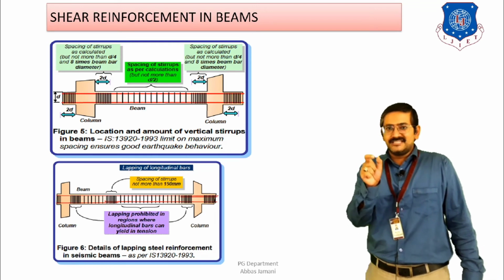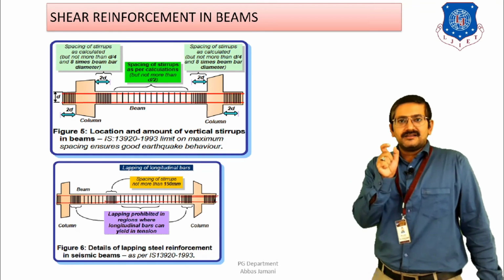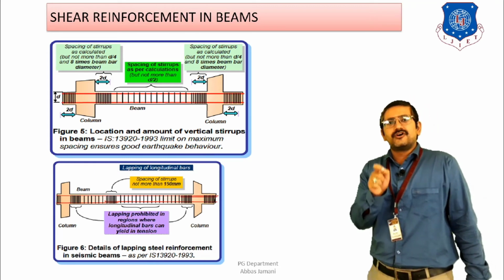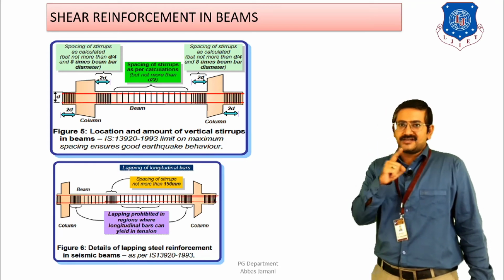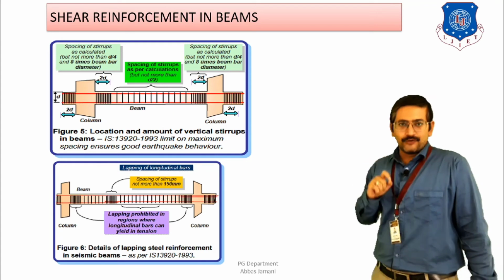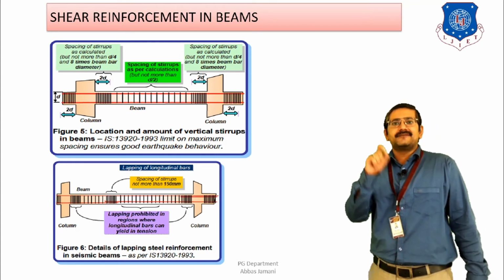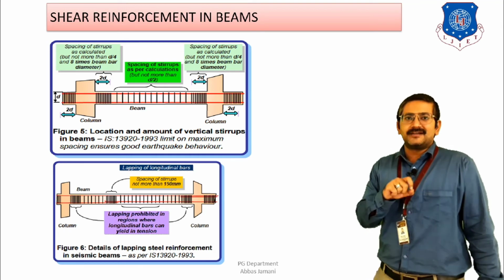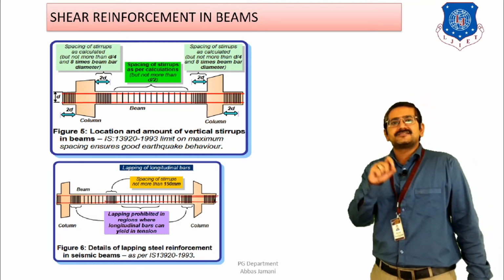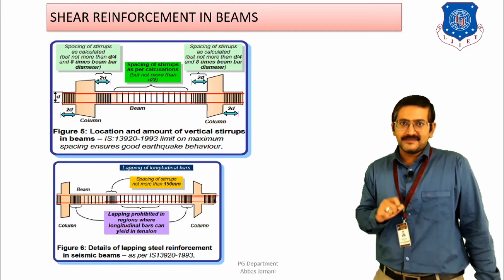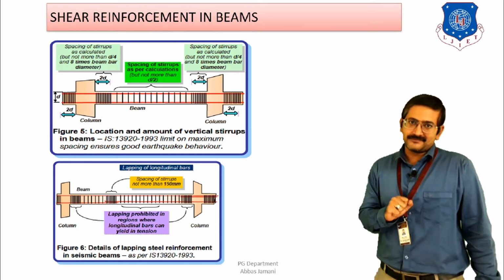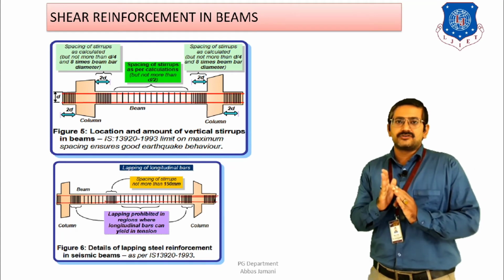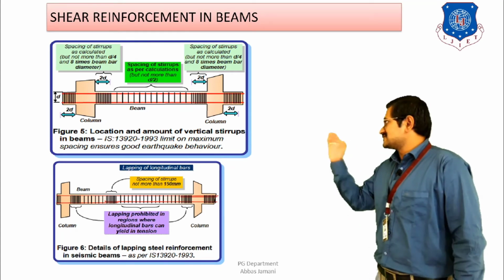Second, the spacing of these closed loops or stirrups that are going to be provided near the supports should not exceed three criteria. First criteria is d by 4, that is the effective depth divided by 4. Second criteria is 8 times the bar diameter, where the bar diameter is the smallest diameter of the longitudinal bar, and third criteria is 100 mm, right? And these three criteria should be followed for a distance of 2d from the face of the column, as you can see in the figure.